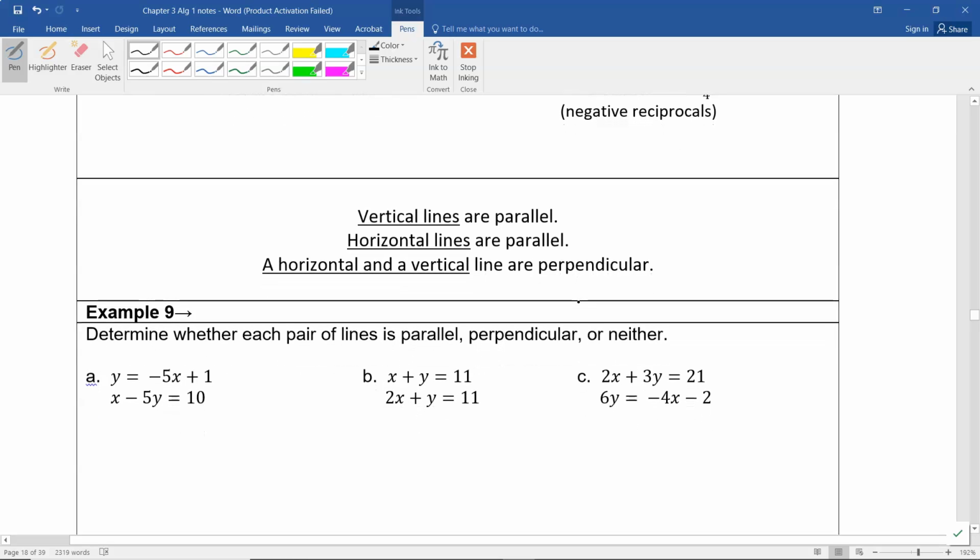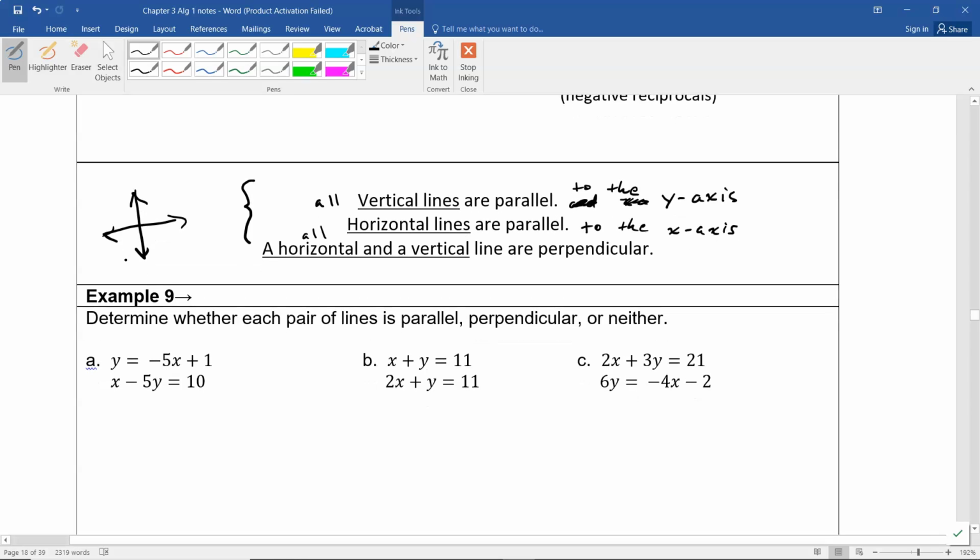And before we get into example 9, I can just highlight this for a second. What it's saying here is that all vertical lines are parallel to each other. All horizontal lines are parallel to each other. Vertical lines are also parallel to the y-axis, so all vertical lines are parallel to the y-axis. All horizontal lines are parallel to the x-axis. And a horizontal and vertical line are always perpendicular, because remember the x and y axes are perpendicular to each other.